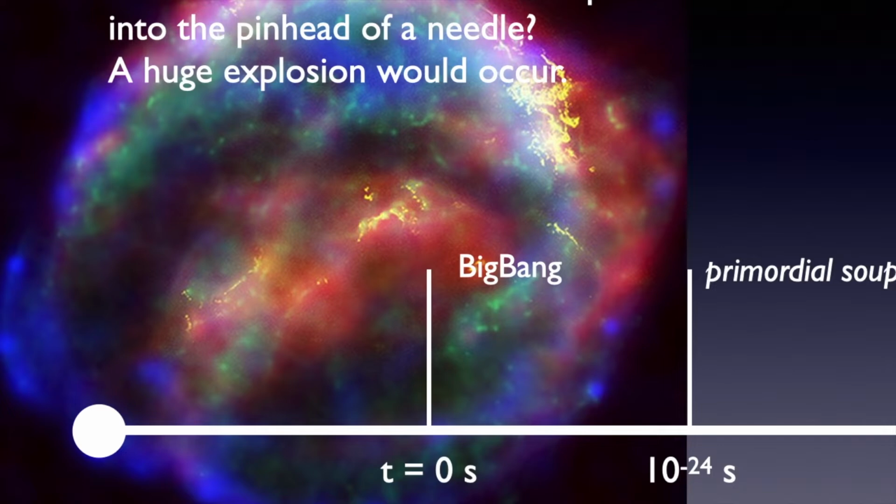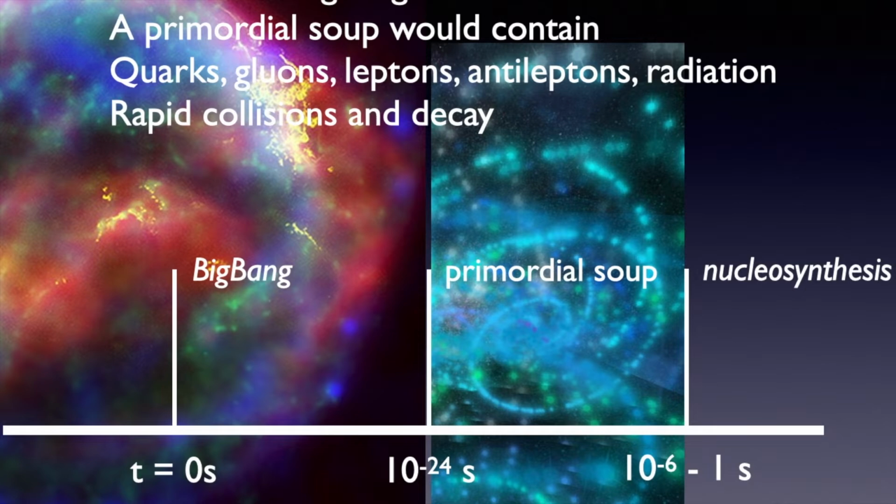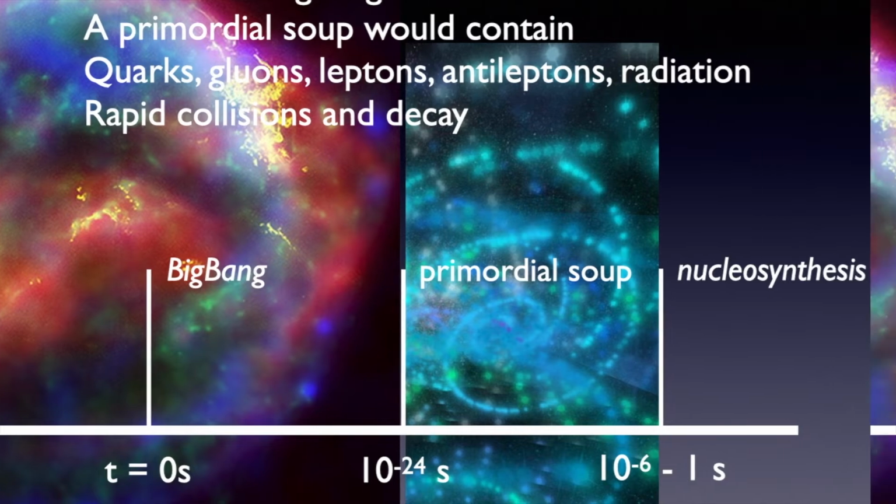What if the universe could be squeezed into the pinhead of a needle? You know, a huge explosion would, of course, occur, and 10 to the minus 24 seconds later, after the Big Bang, you've got a primordial soup. Now, this primordial soup contains things called quarks, gluons, leptons, antileptons, a whole bunch of radiation, and there are rapid collisions and decay because of the density and extremely high temperature.